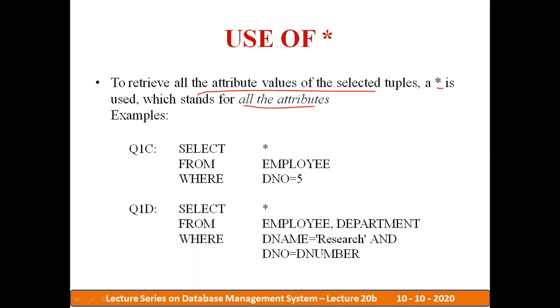For example, if I write select star from employee where department number is equal to 5, then all the columns, all the attributes that are there in the employee will be displayed. Same in the second case also: all the attributes from the employee and the department, after the where clause is satisfied, will be displayed. So whenever you want to display all the attributes, instead of writing all the attribute names, you had better use only the asterisk.